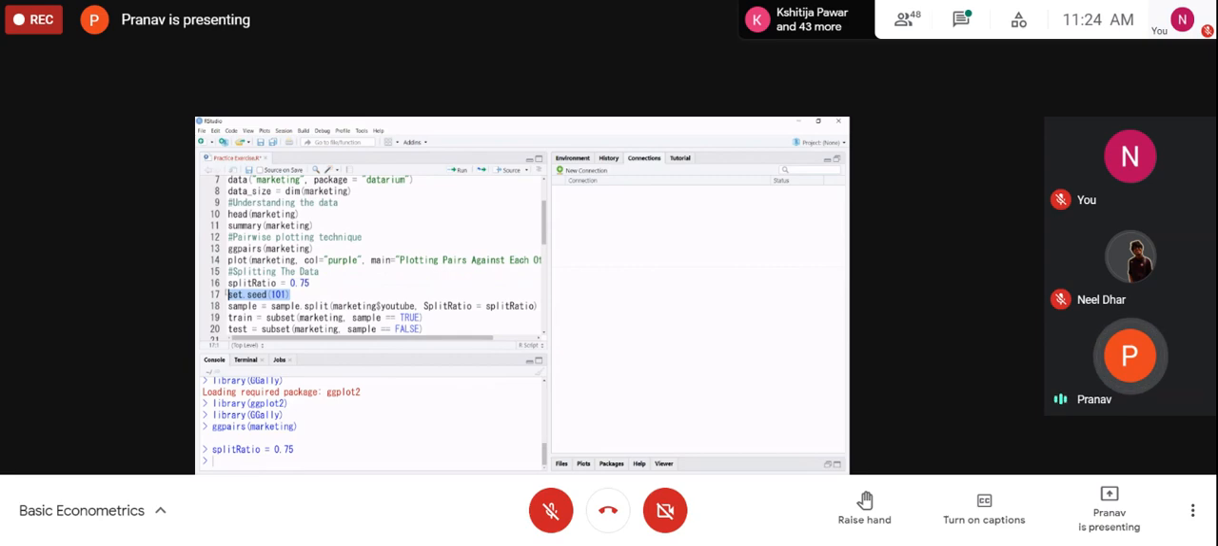Set.seed is a function which lets you use this sample again and again in future code. So this is just a code that we do, set.seed. Next, we assign a variable, or we store a variable for this code, that is marketing$YouTube. The split ratio is the actual split ratio that we have used. So this is the argument that we use. So I'll just simply run this code.